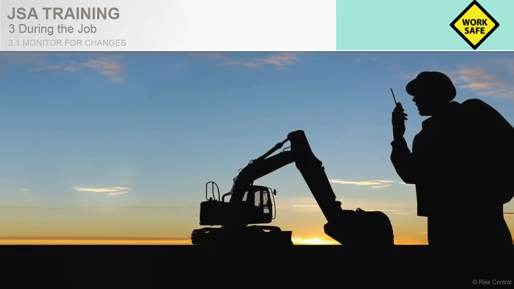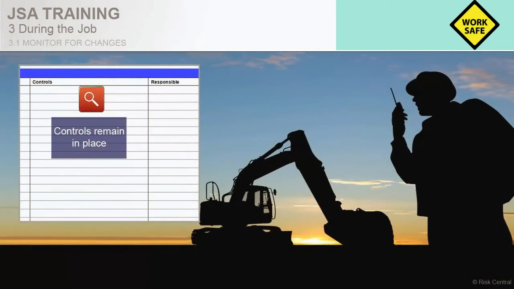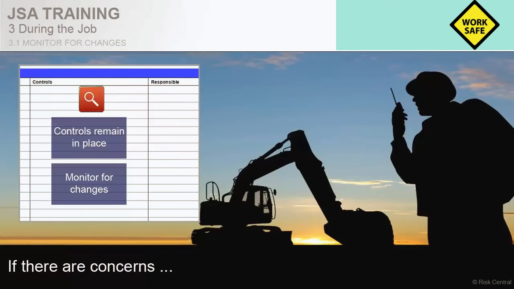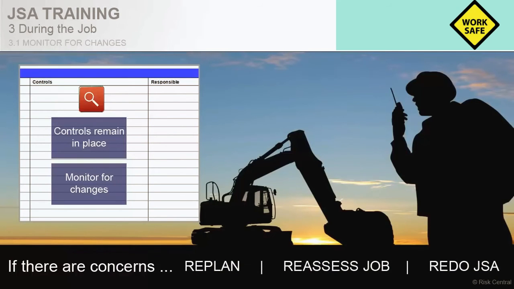Once the task begins, it's important to ensure that controls remain in place for the duration and to monitor the worksite for any change in conditions that might alter the hazards and controls in place. If there is any concern, stop the work and reassess the hazards and controls. If necessary, replan, reassess the job, and redo the JSA.